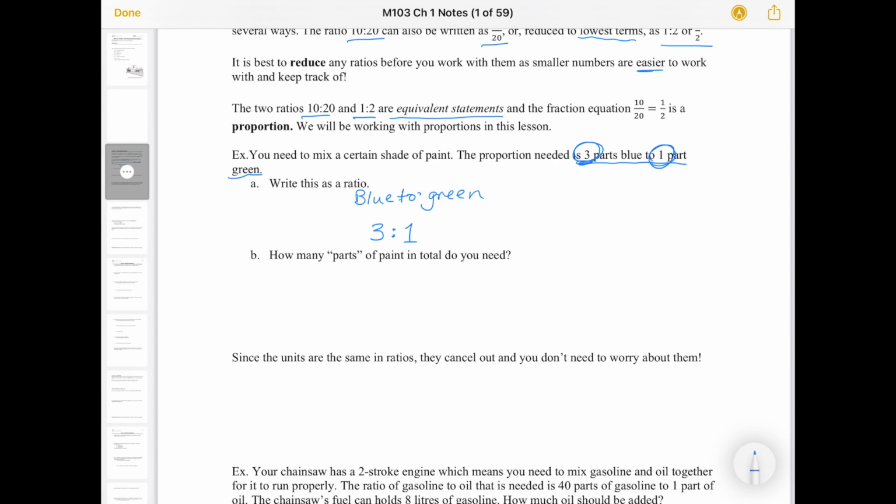If I'm adding 3 cups of blue, I need 1 cup of green. The units need to be equal. So how many parts of paint do I need in total? Well, I need to add 3 parts of blue. Then I need to add 1 part of green. So I need 4 parts in total.